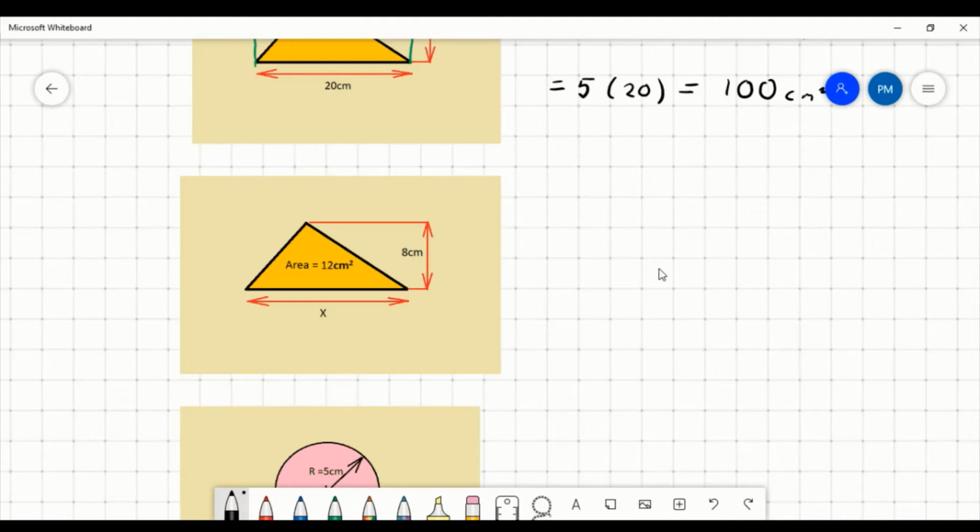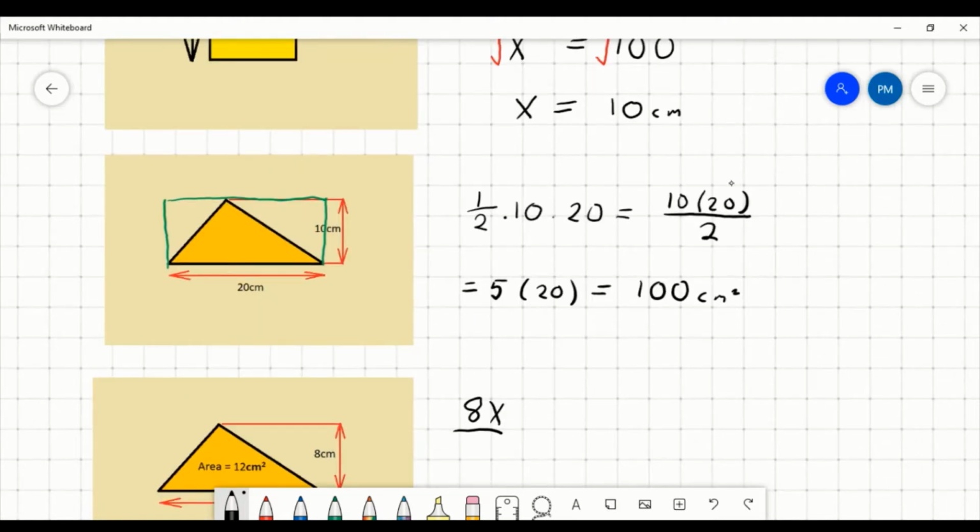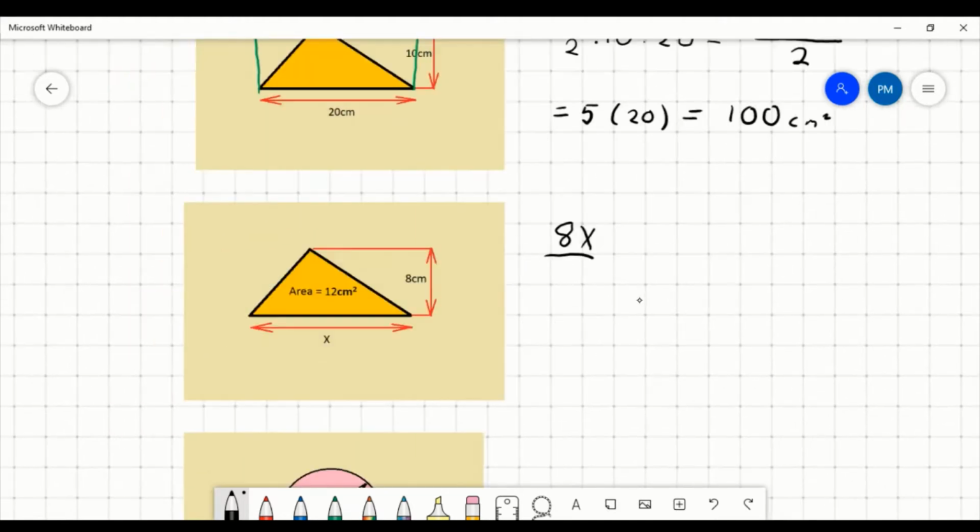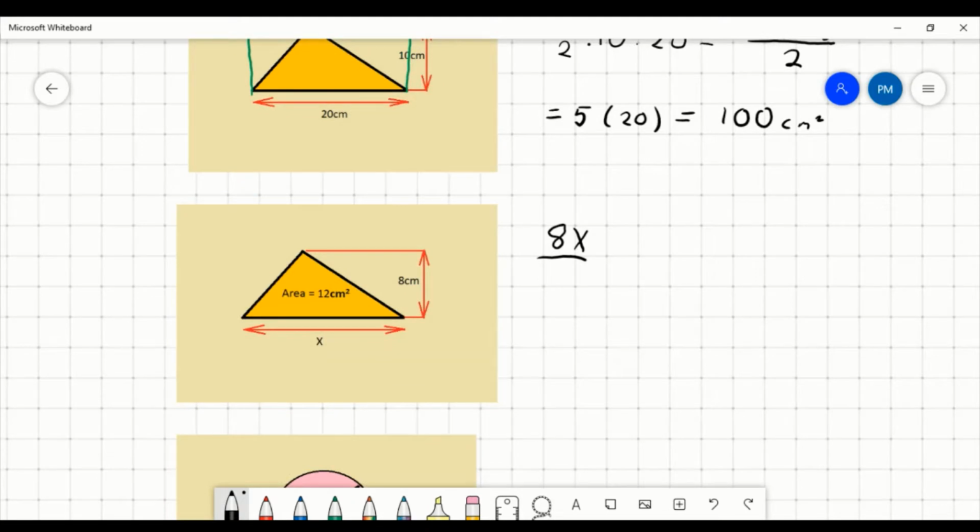We're not given the base, we're given the height, but we are given the area. So for this one, we've got 8 multiplied by x and then divided by 2. So similar to our formula that we just had up here. So 8 by x and then divide that by 2 is equal to our area, which we're given. So our area is 12 centimeters squared.